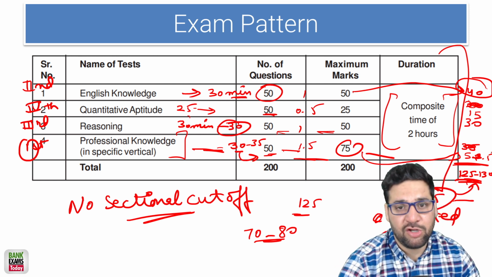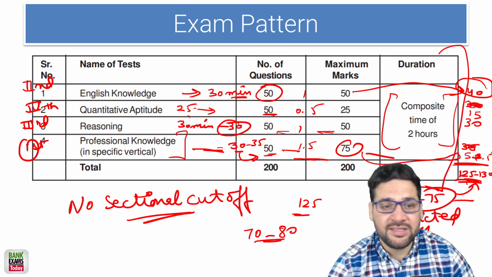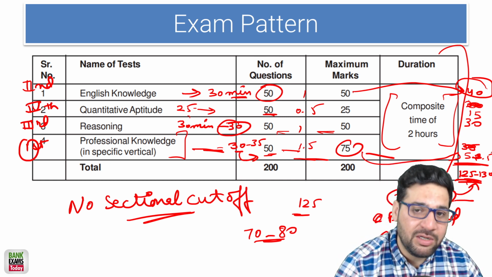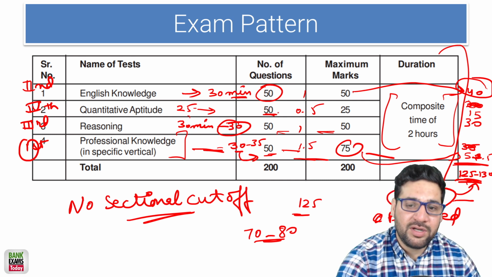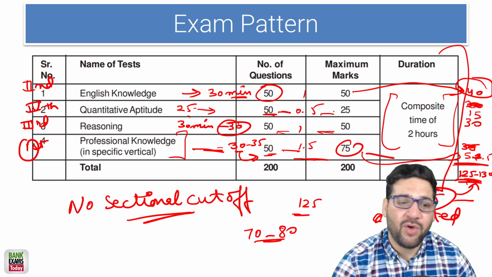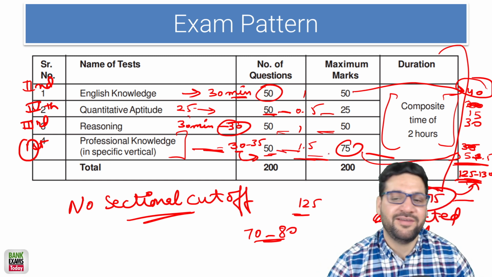Start with the professional knowledge, then move on to the English language, then move on to the reasoning ability, and then in the end you should do the quantitative aptitude. Why are we doing quantitative aptitude in the end? Because one question of quantitative aptitude is equal to half a mark. And why are we doing professional knowledge in the beginning? Because one question is equal to 1.5 marks, right?